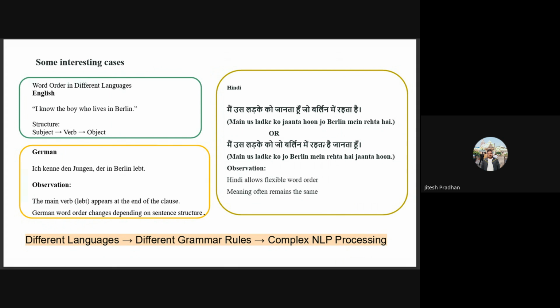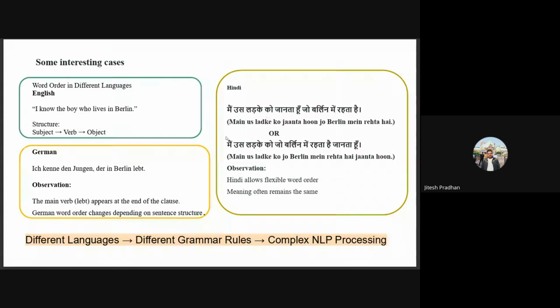Okay, so these two are the same, conveying the same meaning, but the arrangement of words has been changed. It means the order of words can change, and with the change, these two structures may give the same meaning. That is the flexible word order of Hindi. That's why NLP in Hindi is very difficult. Okay, so different languages have different grammatical roots. So that's why creating a generalized NLP model is very difficult.